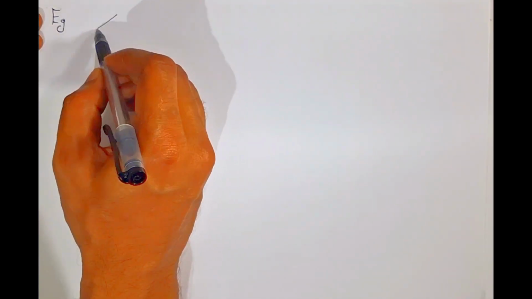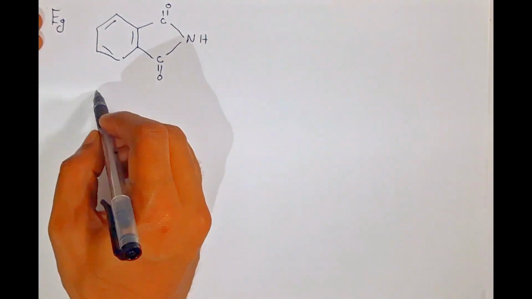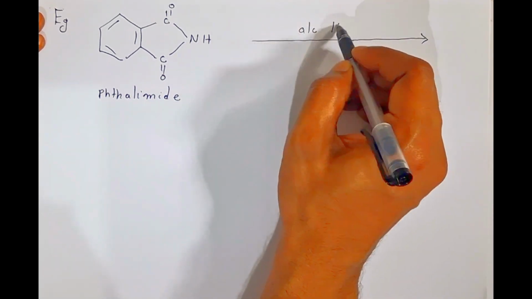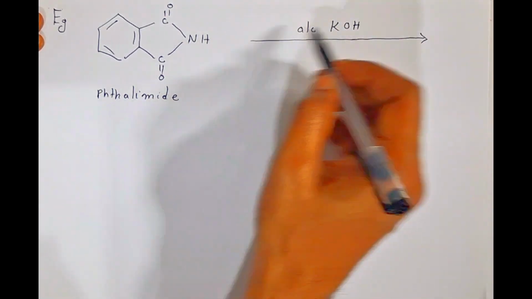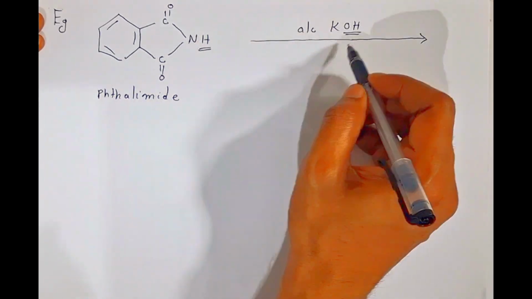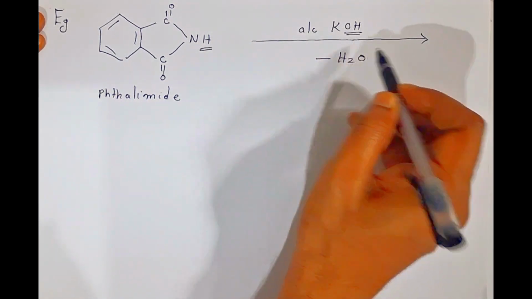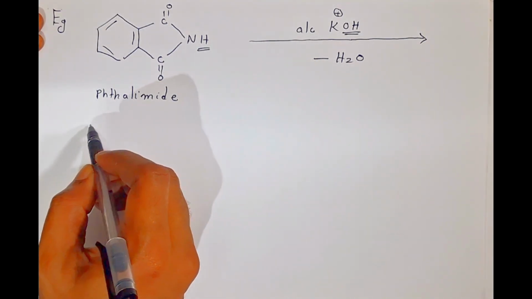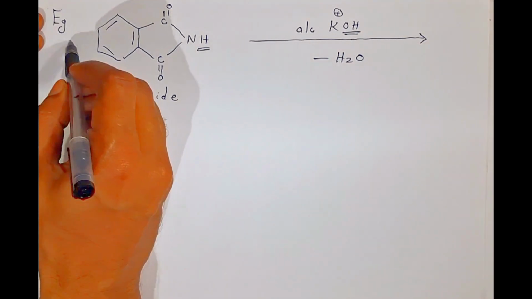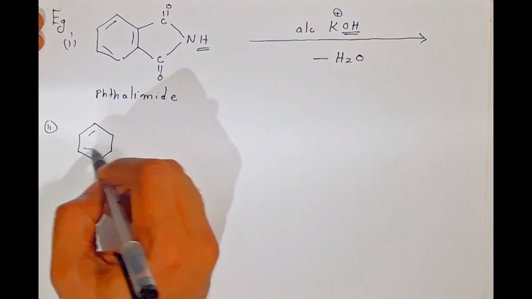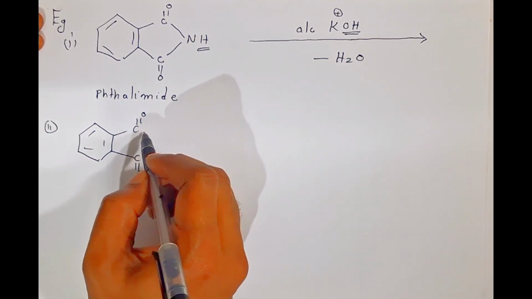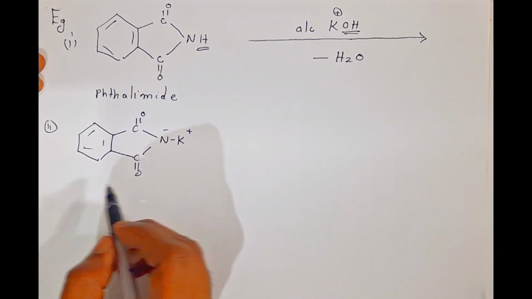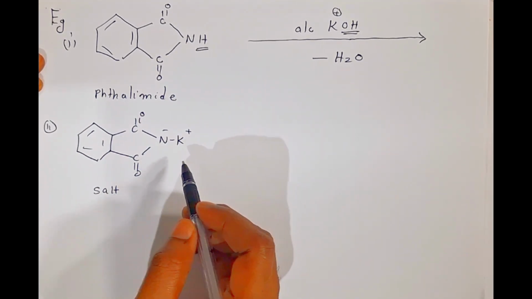Example, students, when phthalimide is going to react with alcoholic KOH, what happens? The OH of this KOH now combines with the hydrogen of this phthalimide and is removed as a water molecule. Now this K is positively charged, and it combines with this nitrogen. This is the first reaction and this is the second. There is a formation of a salt, the potassium salt of phthalimide, students.